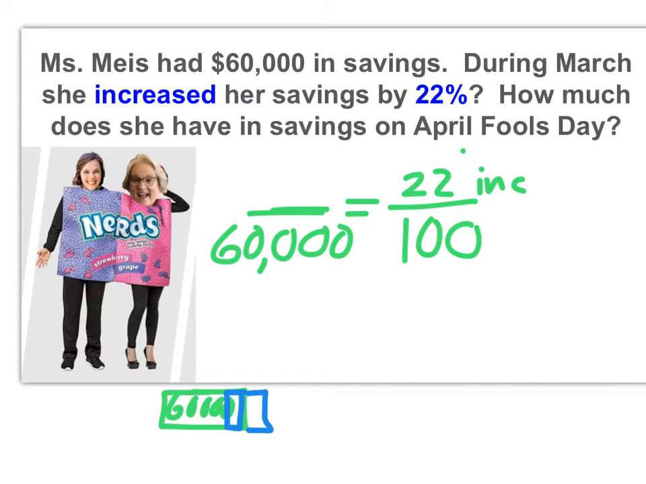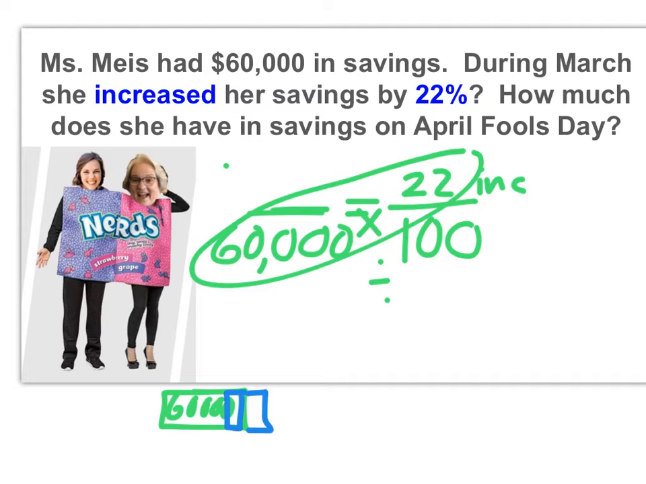So if you solved it this way, of course, you would multiply your diagonals, divide by the other one, and you would get $13,200, which is not the amount we want. That's the amount of the extra that we need to tack on. So we would add $13,200 to $60,000, and that would get us a grand total of $73,200.